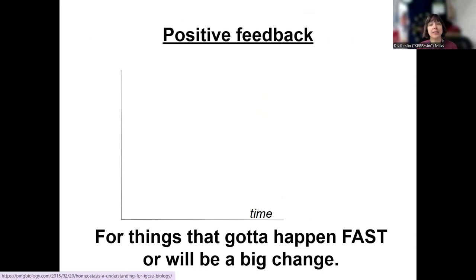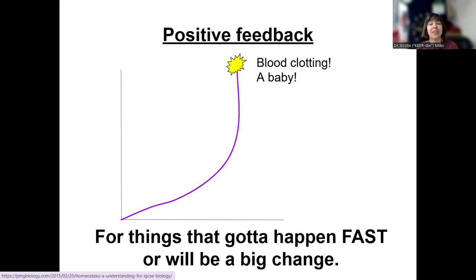Now, in contrast, positive feedback is for things that gotta happen fast. They have to happen quickly or there's gonna be a big change. And the graph looks like this. It looks a little like a dip here. It should just be a parabola. And then something big happens at the end. And our classic examples are blood clots and babies who are born without surgery.